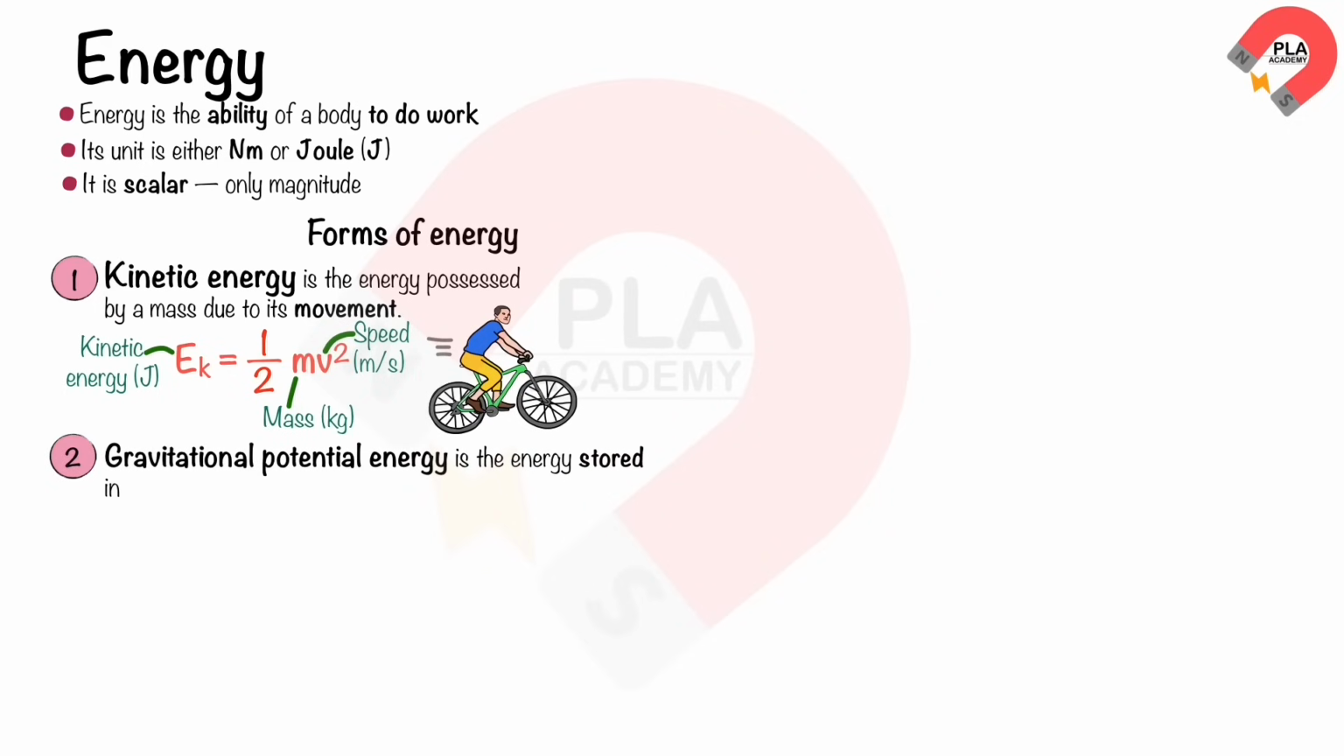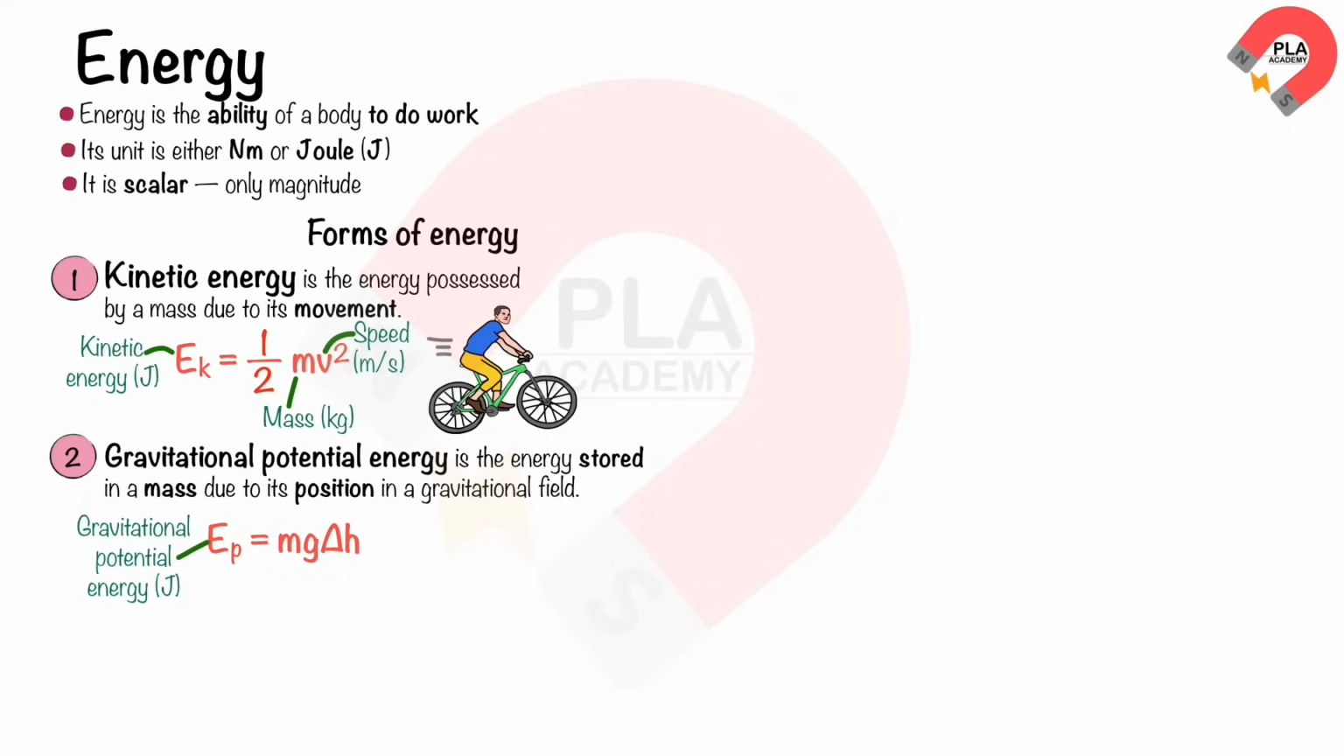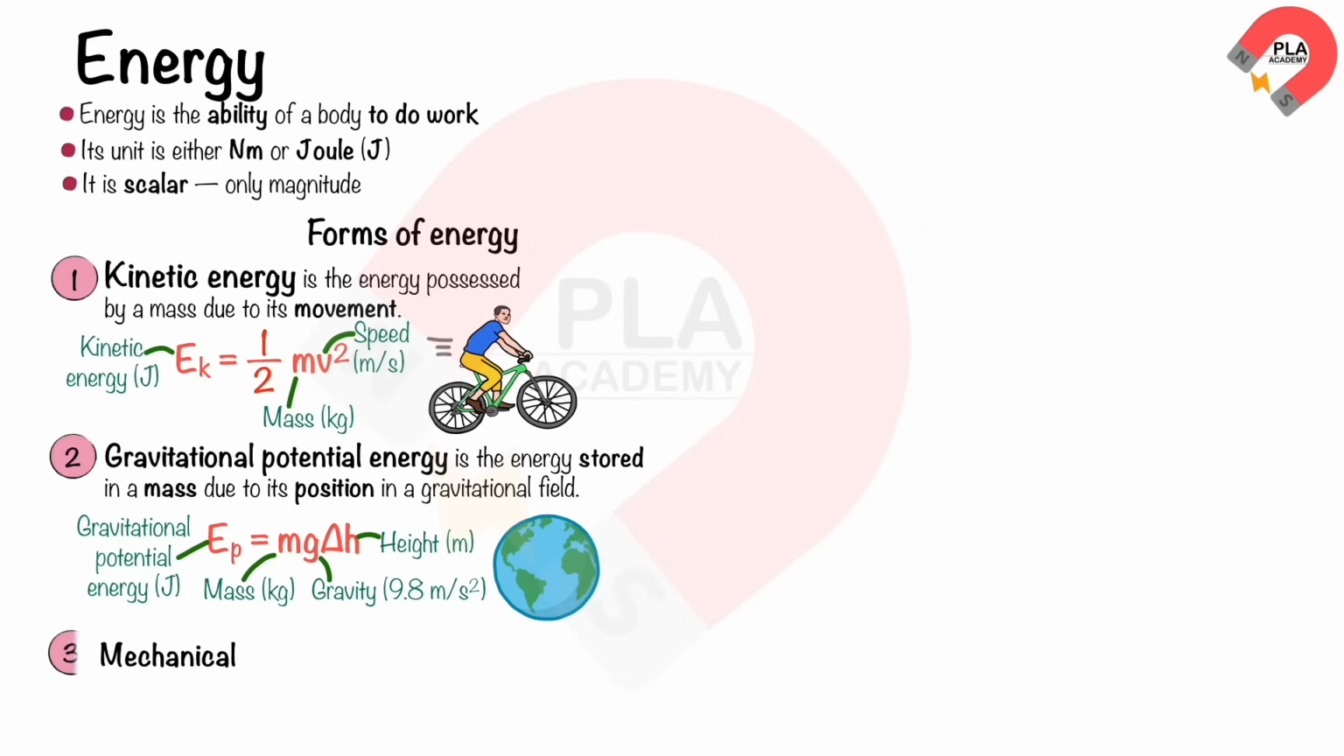Gravitational potential energy is the energy stored in a mass due to its position in a gravitational field. Its formula can be written as Ep equals mg delta h, where Ep is the gravitational potential energy in joules, m is the mass in kilograms, g is the acceleration due to gravity equals 9.8 meters per second squared, and delta h is the change in height in meters.